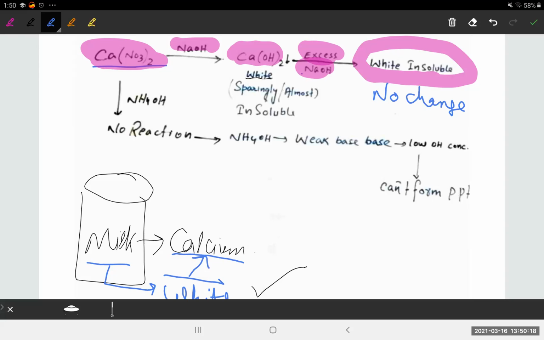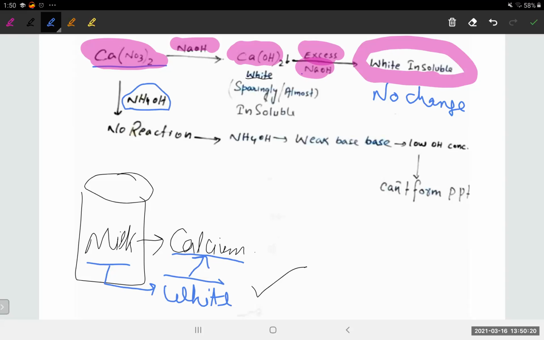Why is NH4OH not showing any reaction? Why is there no reaction? See, NH4OH does not have enough hydroxide to displace the Ca(NO3)2, which is there from the calcium.